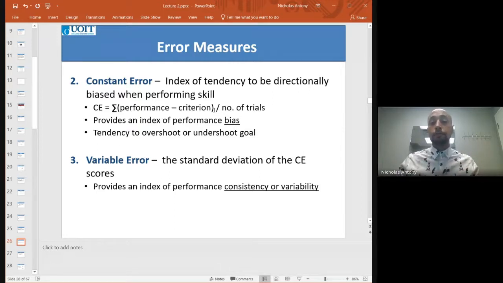Variable error is the standard deviation. You guys all took stats, right? So looking at the standard deviation, the averaging of the distance from the mean, allows us to look at consistency or variability. So how consistent they were in each of their attempts. Maybe they were all over the board, but the average just tends to be close to the goal. They're going to get a good accuracy score when really they were just terrible. So looking at consistency is important as well.